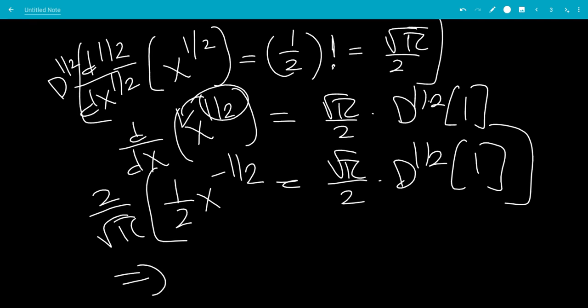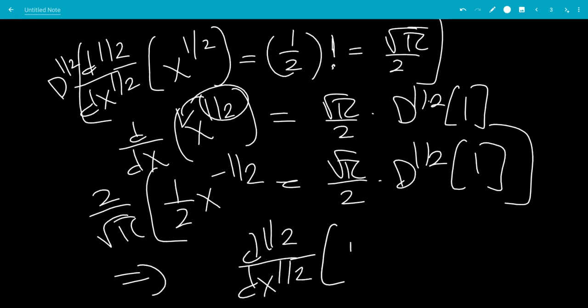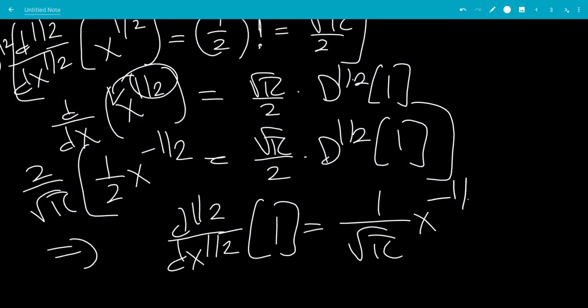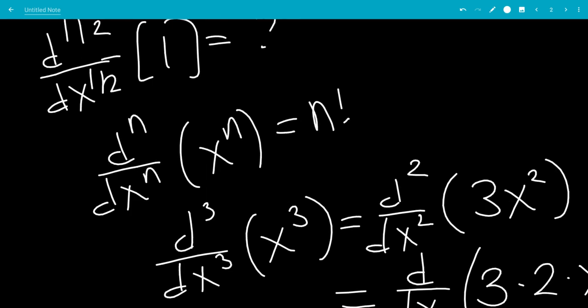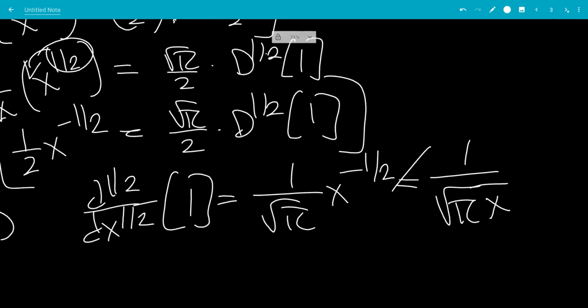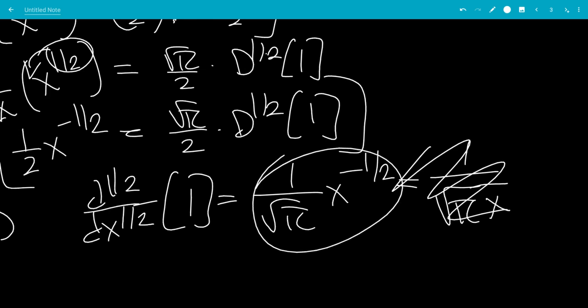This will leave us with the half derivative of the function 1. So 2 over 2 will cancel, leaving us with 1 over square root of pi times x to the minus 1/2. X to the minus 1/2, you can write it as 1 over square root of x, so let's write it as 1 over the square root of pi times x, because it looks cool. But again, actually, because we're going to integrate this, we should just leave it as this form.